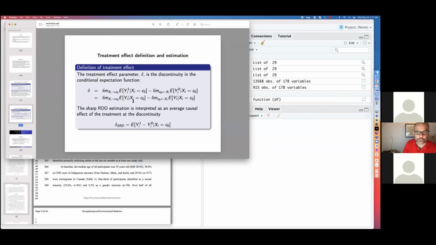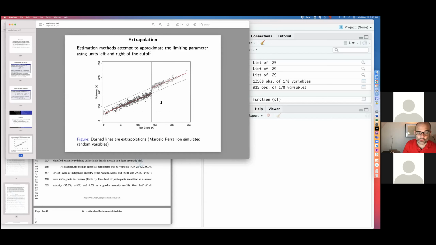Here, notice what the parameter is. This is the parameter that we're identifying. It's an average causal effect, but where is it? Where in the distribution of the causal effect is it for? It is for units at the cutoff. So it's right here.